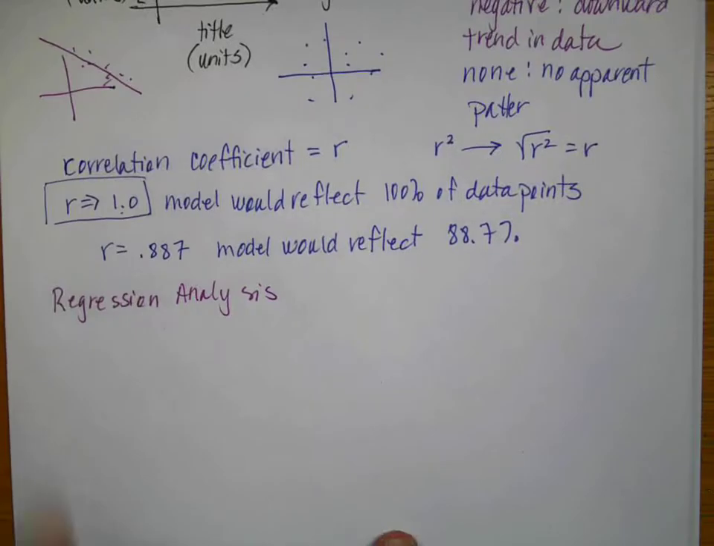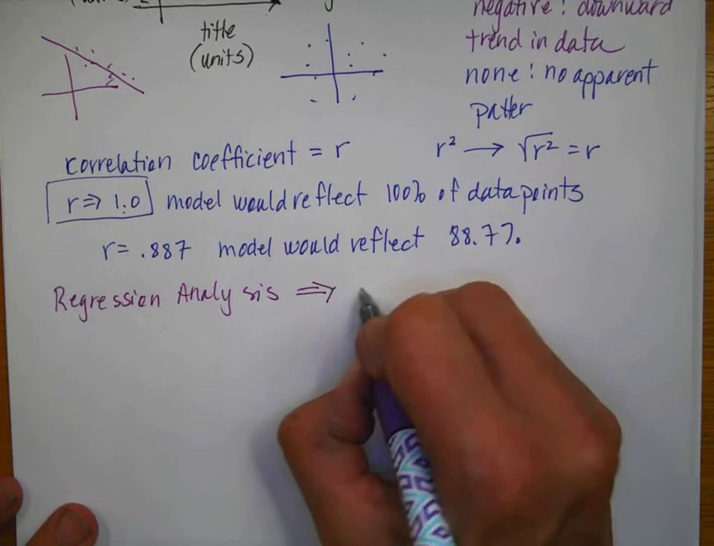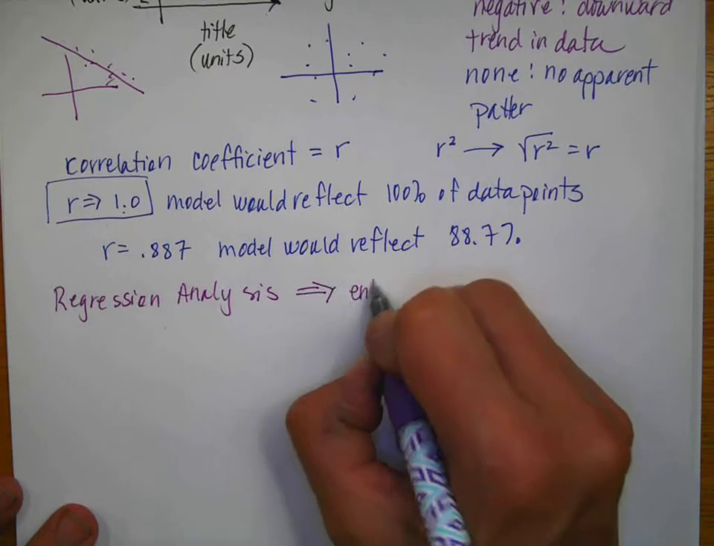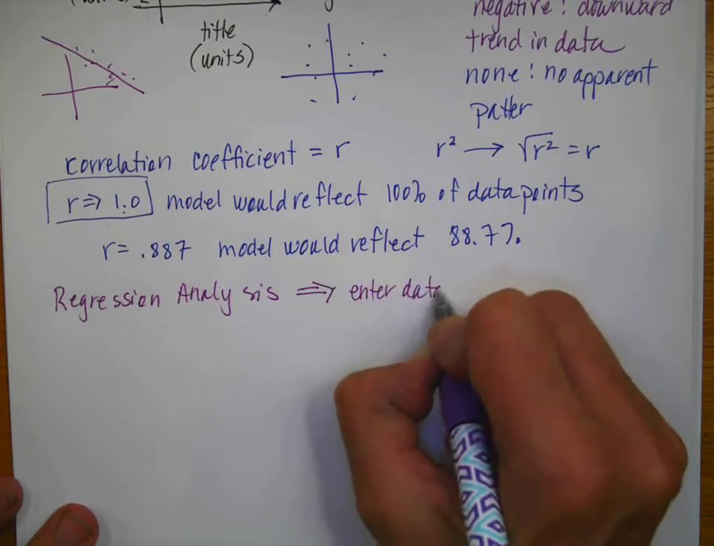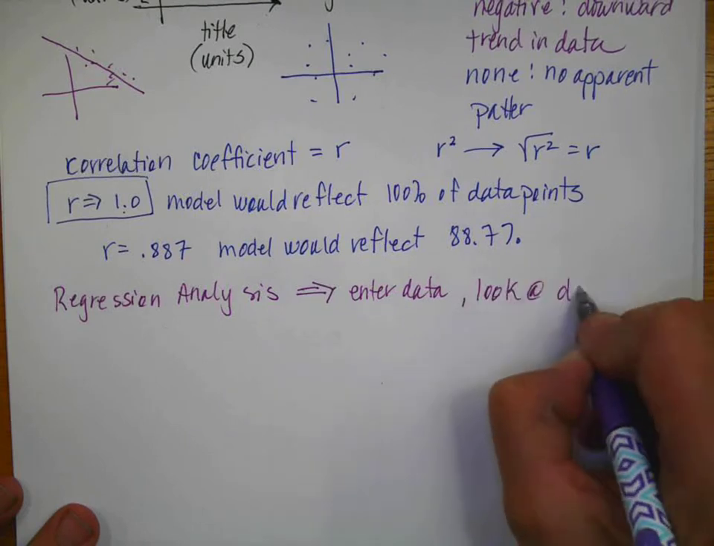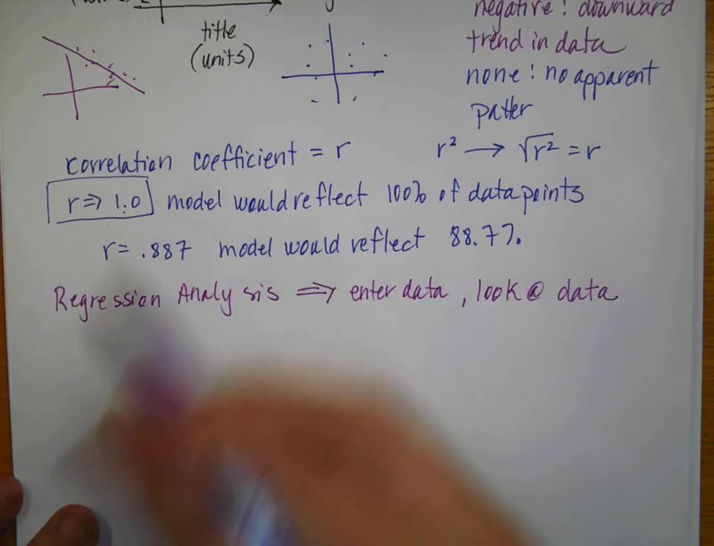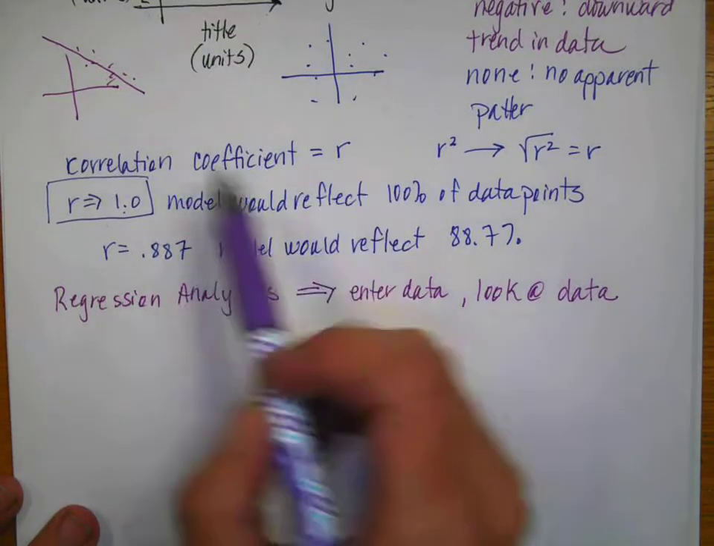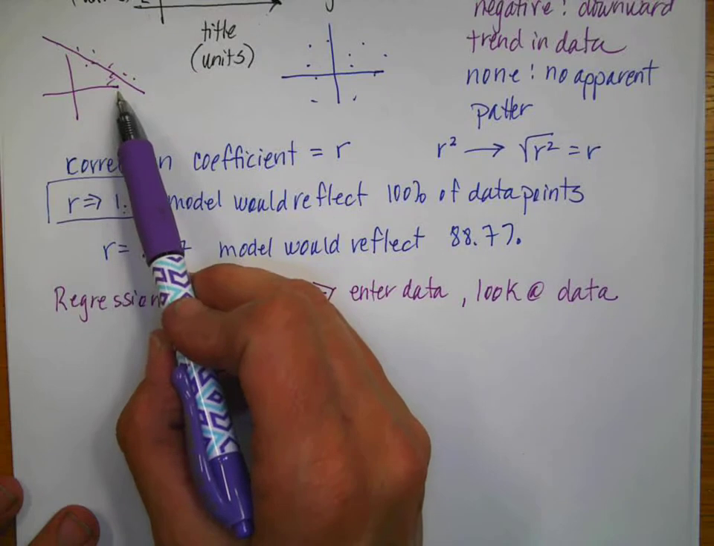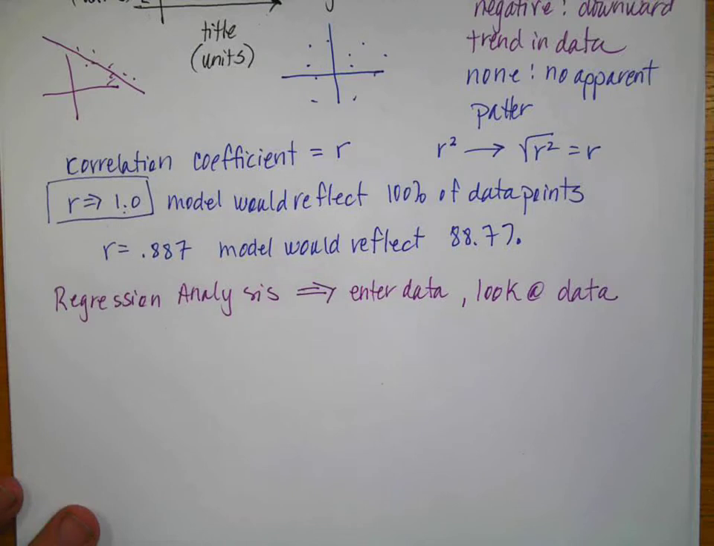Okay, and we're going to walk through an example as we learn this, but basically what regression is going to do is I'm going to enter my data, and then I want to look at it. And what I mean by that is I want to look at the shape of the data. Does my data look like a line? Does it maybe look like a parabola? Sometimes data doesn't have to look like a line. It can look like other curves.